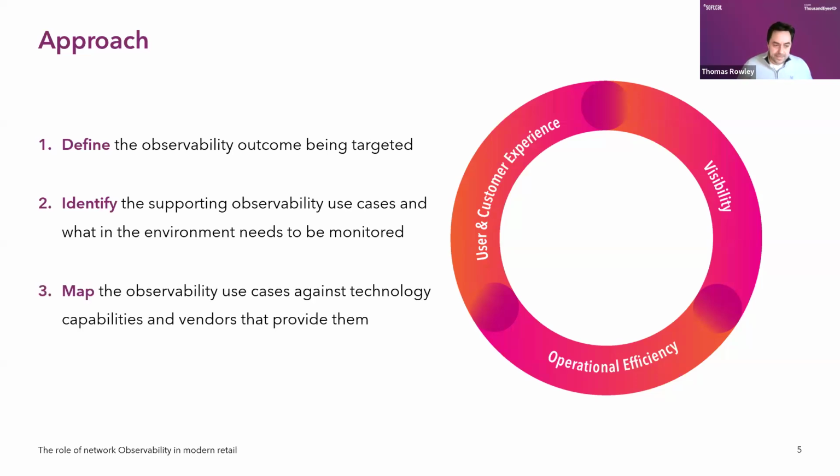Finally, it's then about mapping those observability use cases against the technology capability that we need to meet them. This includes looking at existing tooling that you may have already invested in. It could be areas where you don't have visibility for today and that you need to procure something else to fill that gap. Only at that point do I believe that we can start to look at vendors who might meet the requirements that you're looking for, whether that is to drive costs down or to improve our operational efficiency.